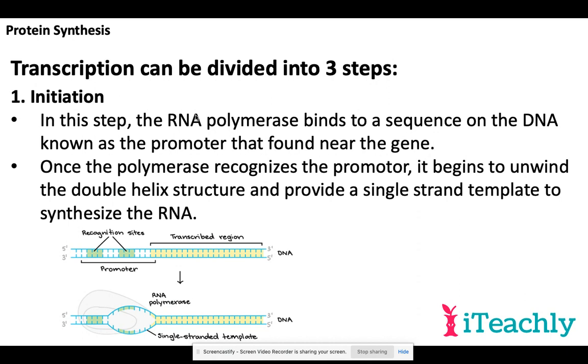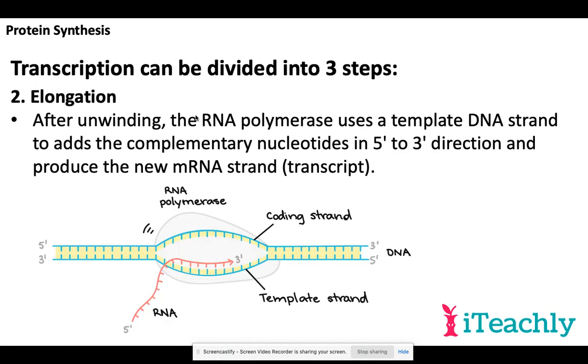Once the polymerase is attached to the promoter site, this is when the double helix actually starts to unwind. And again, one side of the DNA strand actually becomes the template. So this becomes the one we're going to read. And then several nucleotides after the promoter is where the transcription region actually occurs.